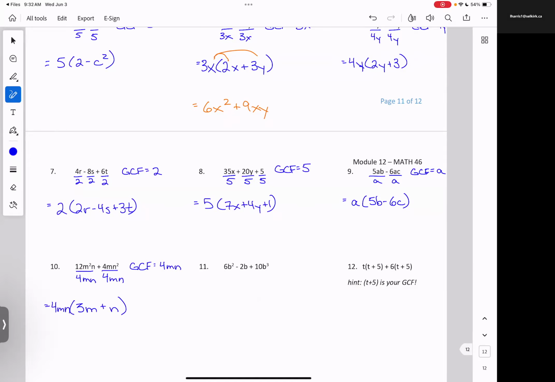Okay, number 11. So our GCF here is going to be 2b, or not to be. Haha.